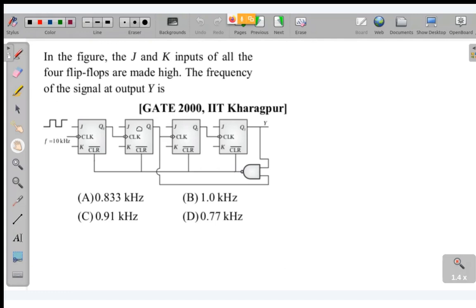B. Okay, we will see. A. So we have two different answers. B, A.